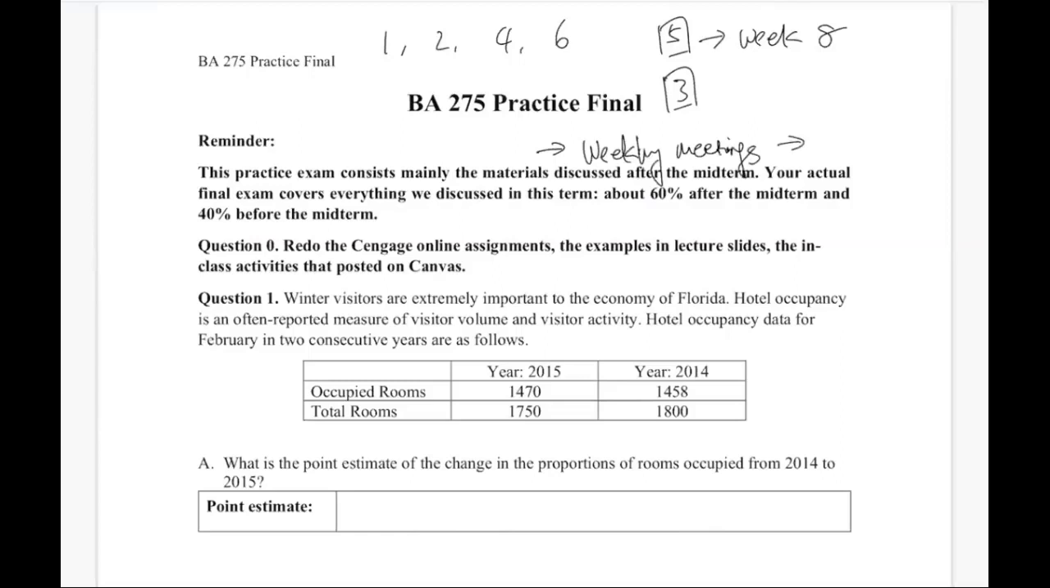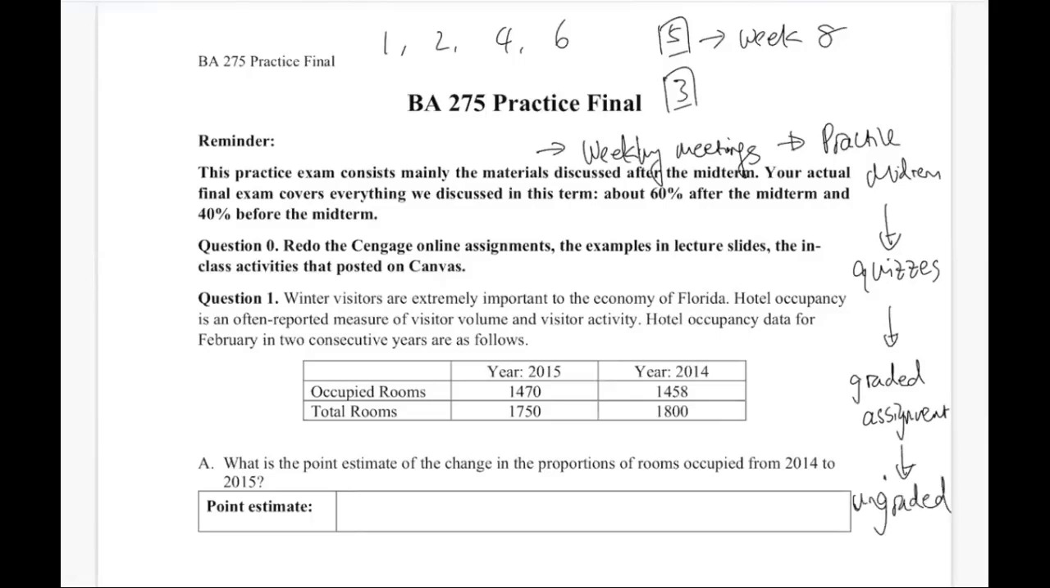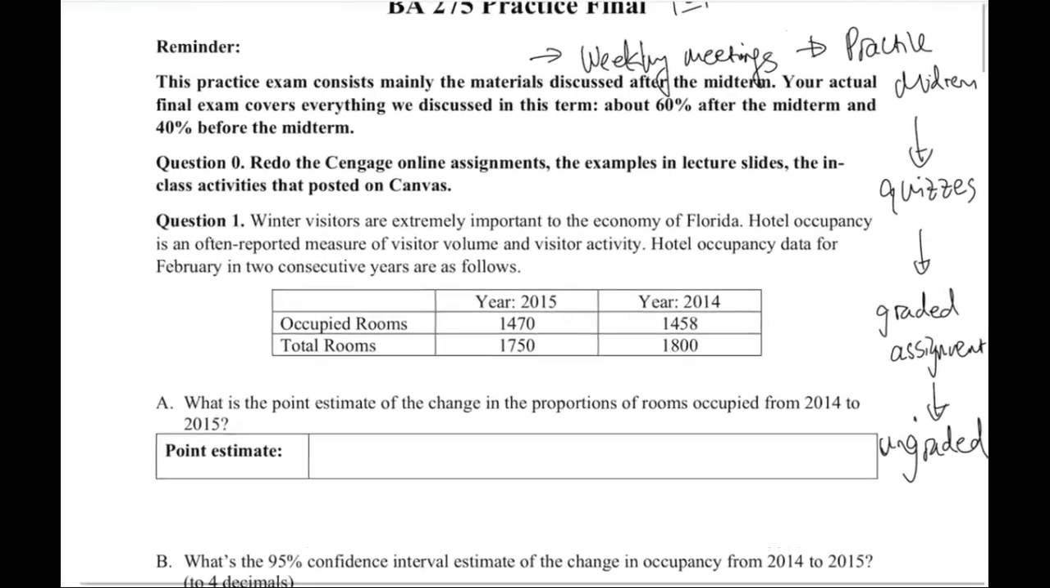The next one you want to do is the practice midterm. And then you want to check out all the quizzes, which should also be open for you. You should be able to see the questions. If you are not, do let me know. And then you want to check out the graded Cengage assignments, and then you try the ungraded ones. I think this is going to be the order of priority. I would recommend my students to do it. Great. So let's get started with the very first one.